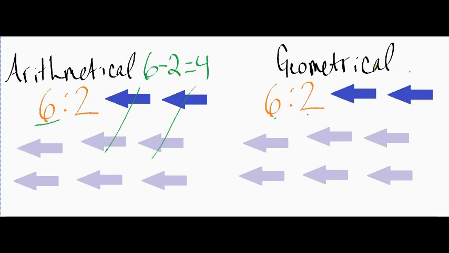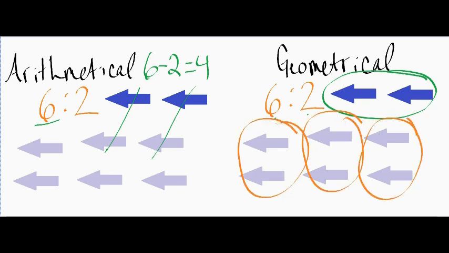Now with the geometrical ratio, we're trying to see how many more times, how many more sets we have. So we're looking at it from a division or a multiplication standpoint. So here we have a set of 2, and now we have a set of 2, a set of 2, a set of 2. So we can see there's 3 sets of 2 for every one set of 2. So that changes it from 6 to 2 to 3 to 1.